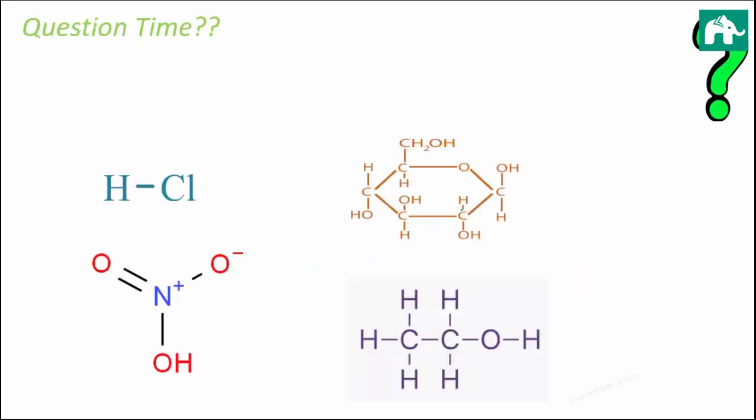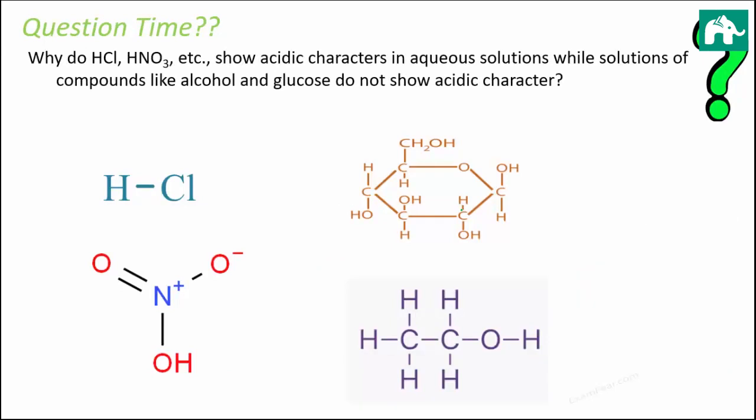Quick question time again. Why do HCl, HNO3, etc. show acidic character in aqueous solutions, while solutions of compounds like alcohol and glucose do not show acidic character? So now I have to ask you a question. Here on the screen you see the structures of all of these. This is HCl and HNO3, and this is alcohol and glucose. Now a quick question. What is the primary thing that we look for in an acidic character?